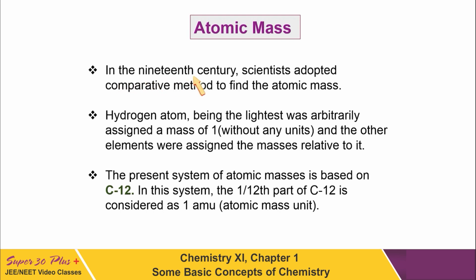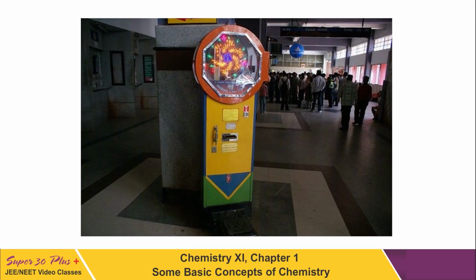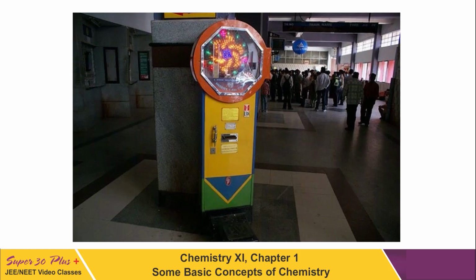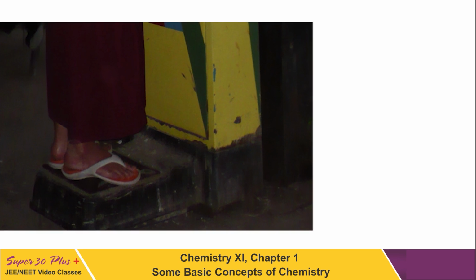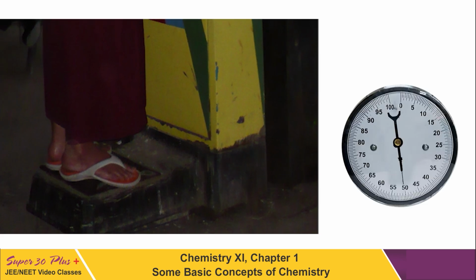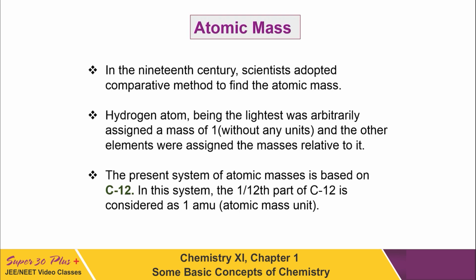Now in the 19th century, scientists adopted a comparative method to find the atomic mass. So it is calculated in terms of comparison. Suppose, for example, you go to a railway station or any other place and see a weighing machine. You go to the weighing machine and weigh yourself, and suppose it shows 50 kilogram. The machine says that your mass is 50 kilogram. What does it mean scientifically?